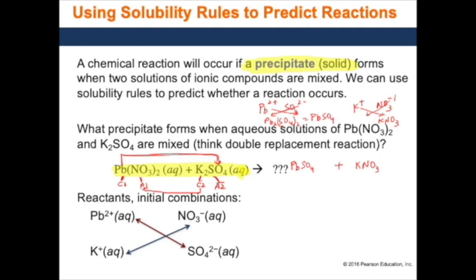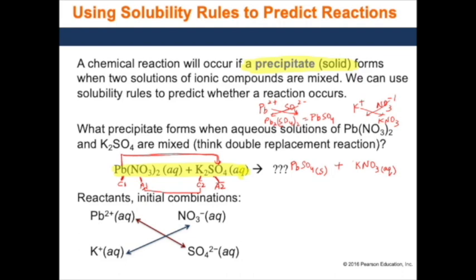Now the question is, what are the phases for these? Is it soluble? Is it not soluble? We saw in our solubility chart, all the compounds that consist of potassium are soluble. All the compounds that consist of nitrate are soluble, no exceptions. So if it is soluble, it will be aqueous. PbSO4, we saw that all sulfates are soluble, but lead was an exception, meaning this will be solid.